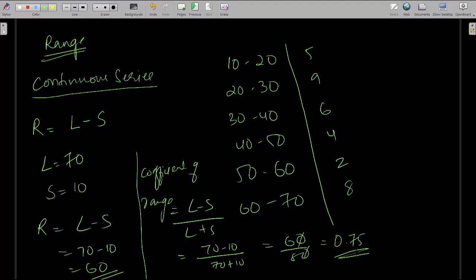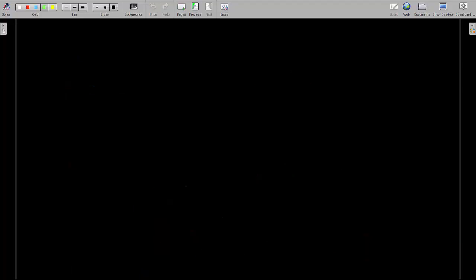Clear? So let us do one question from the practical. I want you to open page number 293. Clear? 293. So we're going to solve question number 1. In the question it says, find the range and coefficient of range for the following observation.